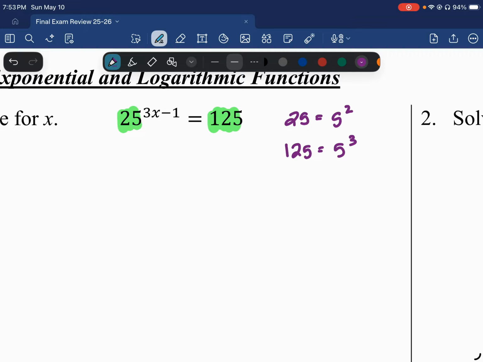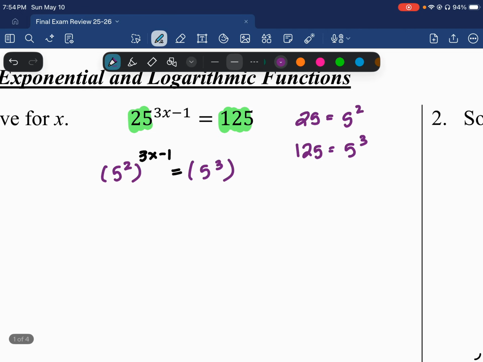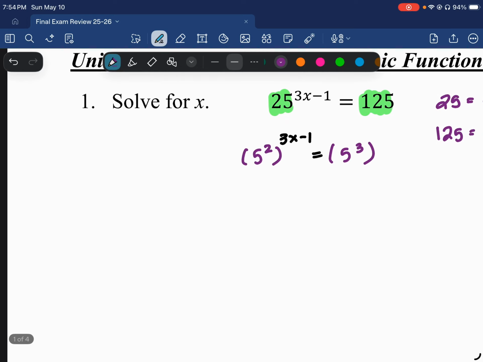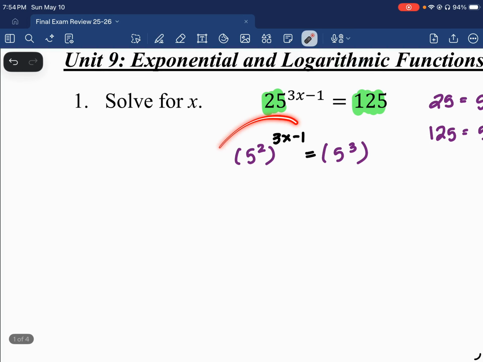So we're going to replace 25 with 5 squared, but then that still has an exponent of 3x minus 1. That will be equal to, then we replace 125 with 5 to the third. So now we've rewritten these numbers so that their bases are the same. But this still looks kind of complicated on this side.